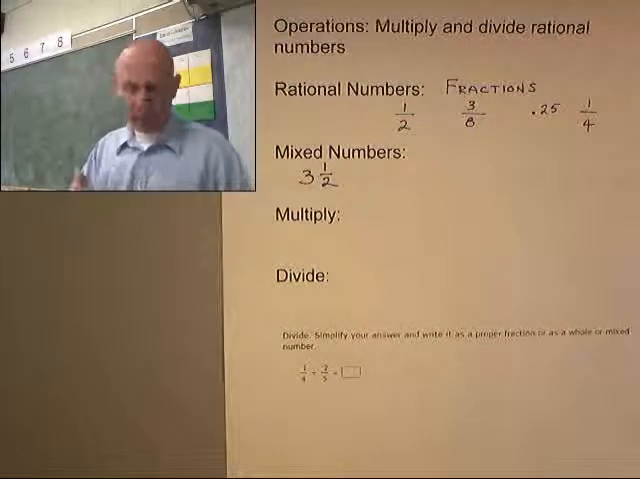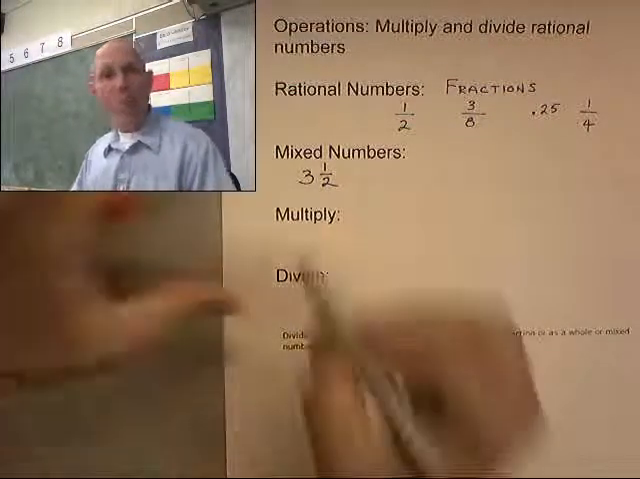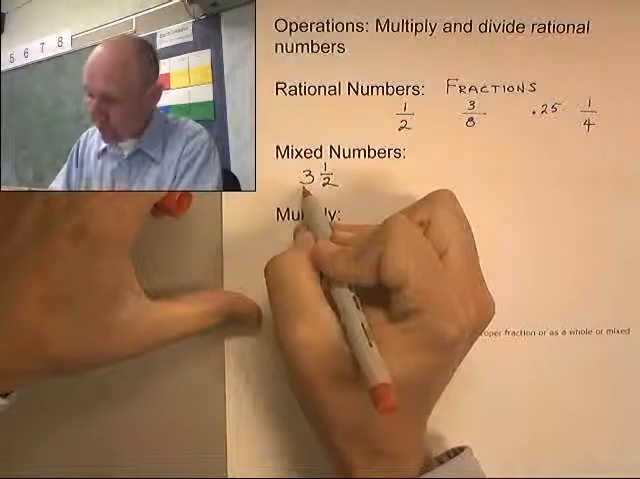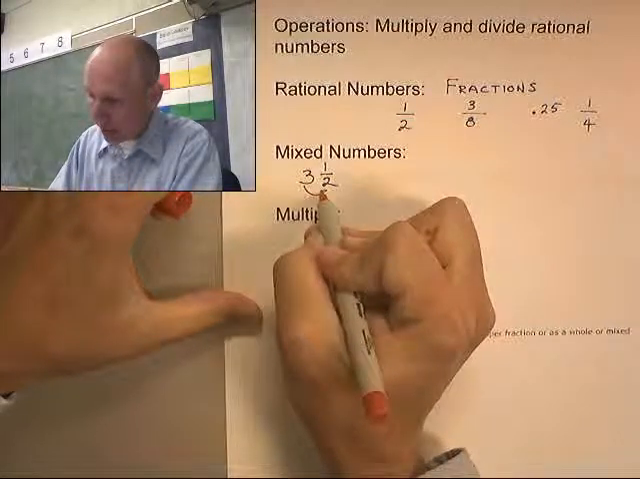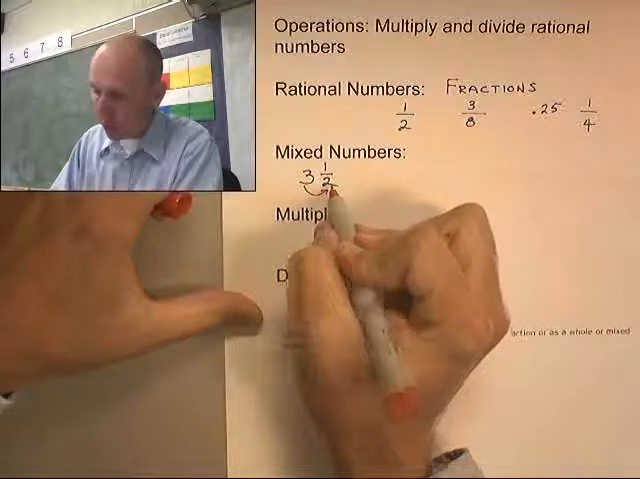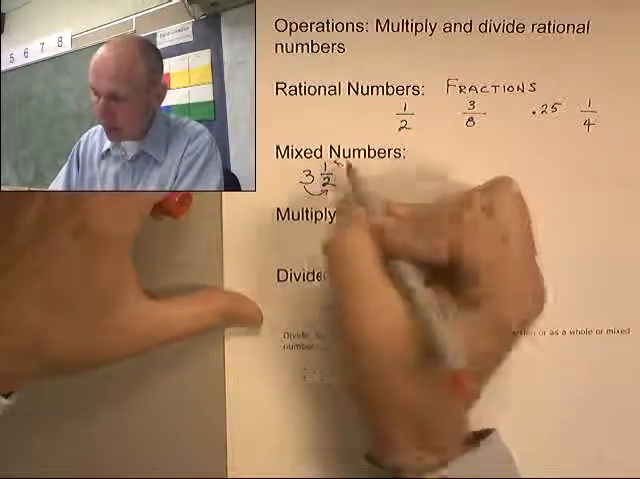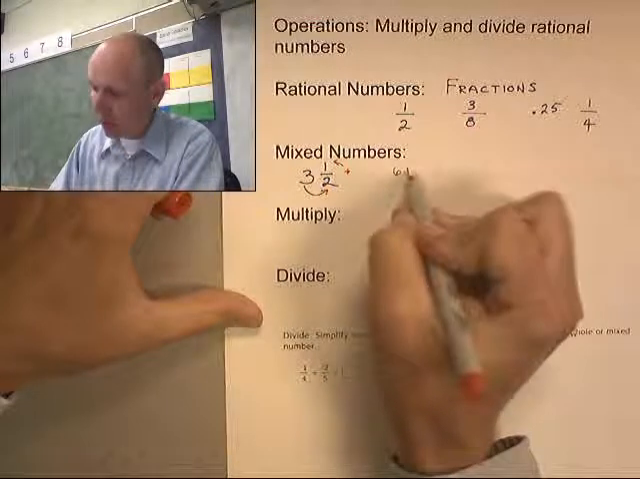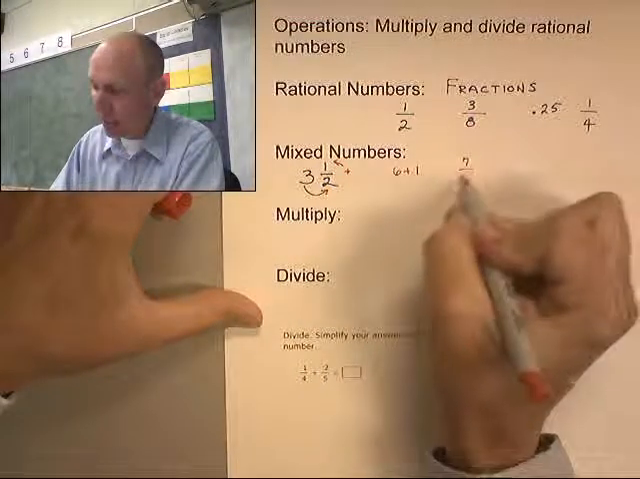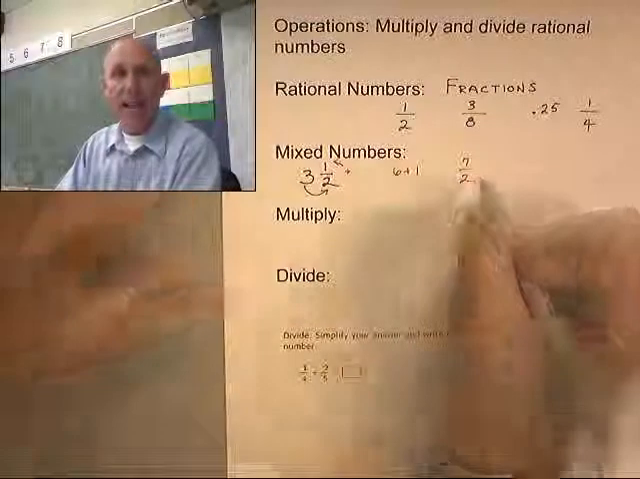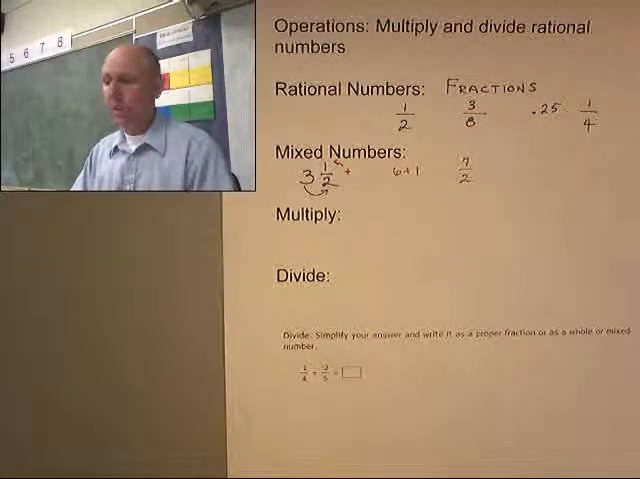And remember, to take a mixed number and convert it into an improper fraction, I would multiply the outside guy by this 2, so that would be 3 times 2, and then I add it to the top. So this would be 6 plus 1, which would be 7 halves. 7 halves is the same thing as 3 1/2.